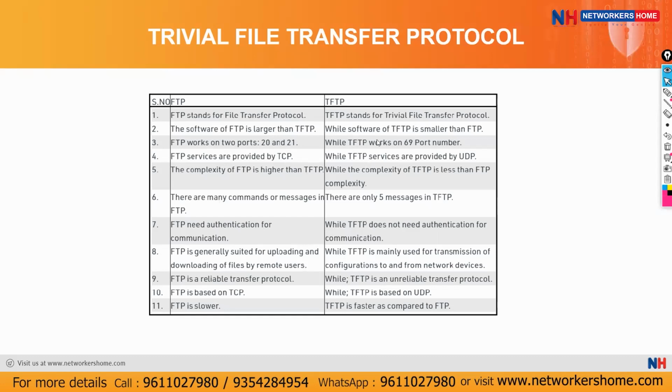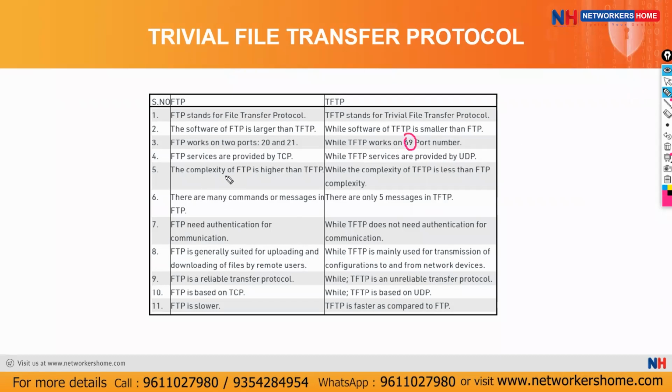Whereas TFTP, on the other hand, is smaller than FTP. It's a smaller version of FTP, you can say. It uses UDP at the transport layer. If you use UDP at the transport layer, you might know it is unreliable. That means whatever you send, you will not receive an acknowledgement back. So this can be used where you want to send small files over the network. And the port number it uses is 69.